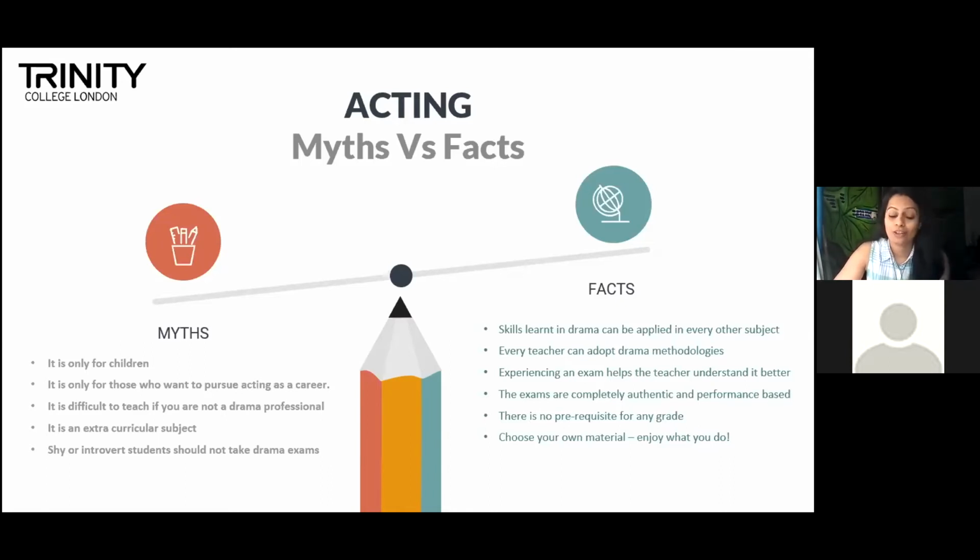Because the syllabus does not tell you what literature or what world literature you have to follow. It tells you what skills you have to show as part of your assessment criteria, the standards that you have to achieve within the skill sets, and not the content.